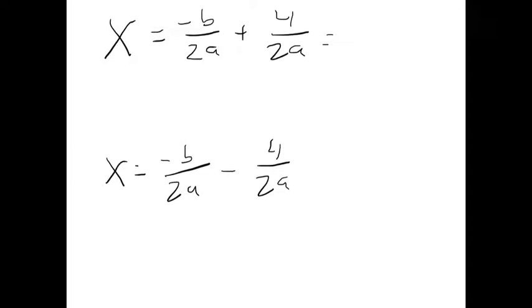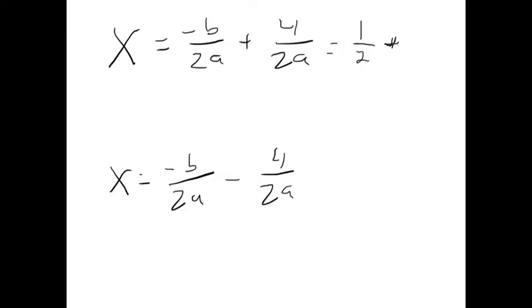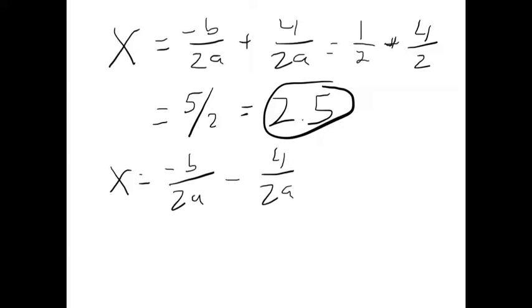We know that b is -1, and the negative of a negative is a positive. So -b is +1, and a is 1, so 2 times a is 2. So we've got 1/2 plus 4/2, which is 5/2, which is 2.5. So there's one of our answers.